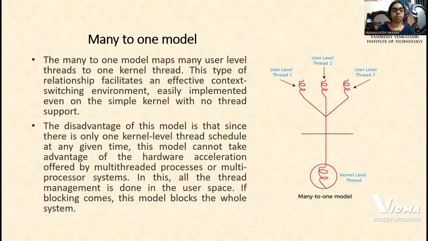Many-to-one multi-threading model. The many-to-one model maps many user-level threads to one kernel-level thread. This type of relationship facilitates an effective context switching environment, easily implemented even on the simple kernel with no thread support. The disadvantage of this model is that since there is only one kernel-level thread scheduled at a given time, this model cannot take advantage of the hardware acceleration offered by the multi-threaded process or multi-process systems. In this, all the thread management is done in the user space. If blocking comes, this model blocks the whole system.